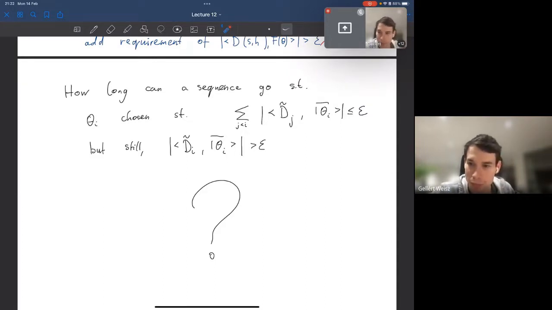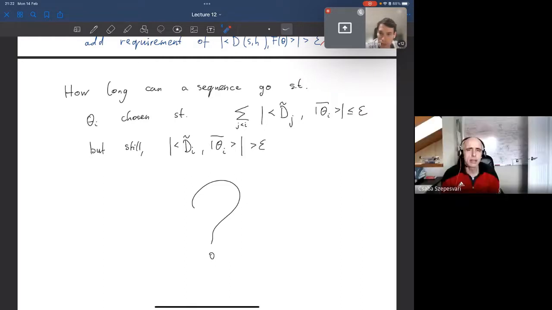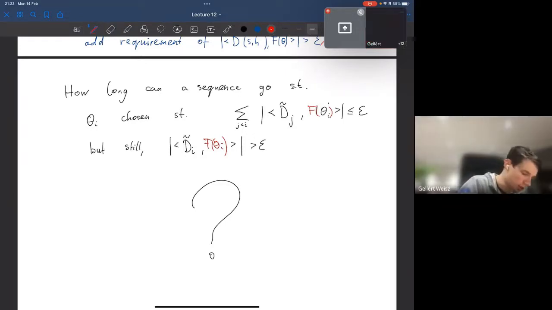Yes, Chuba? Just a small typo or something. It seems this is linear in theta, but it should be like f theta I, right? Oh, yeah. Yeah, absolutely. Every place here, it should just be f of theta I or theta j or whatever. Yeah, good. Okay, cool. Thanks.